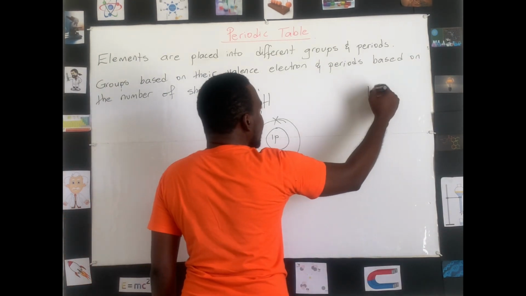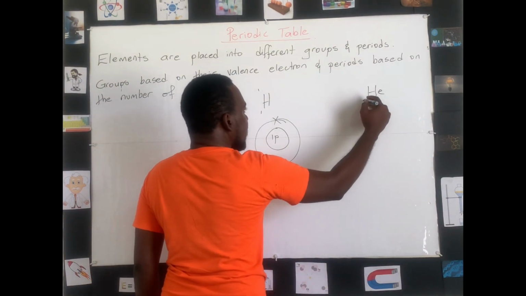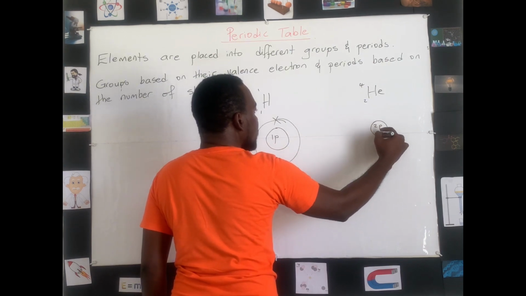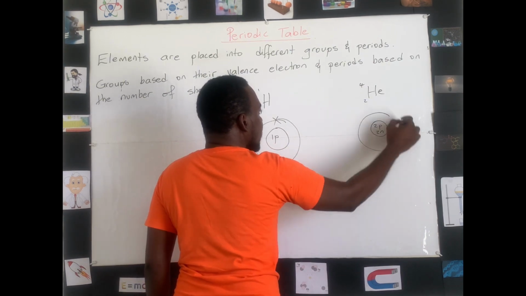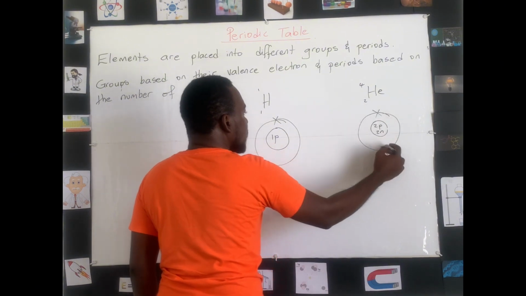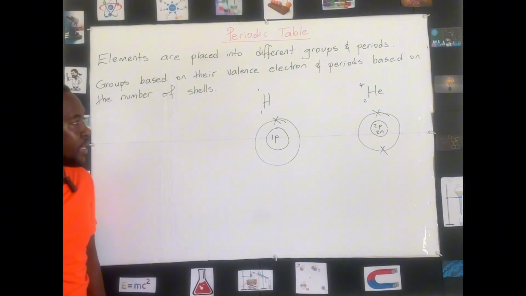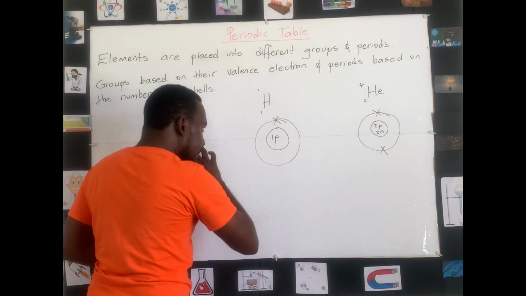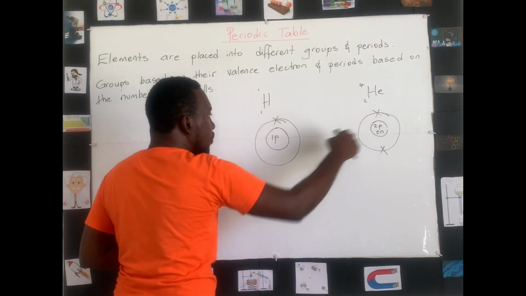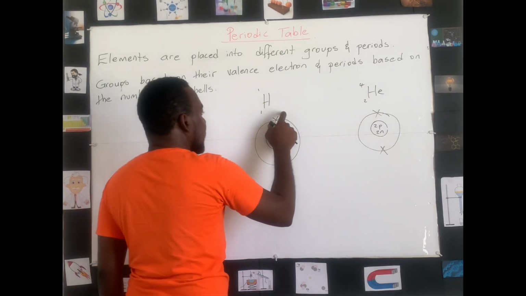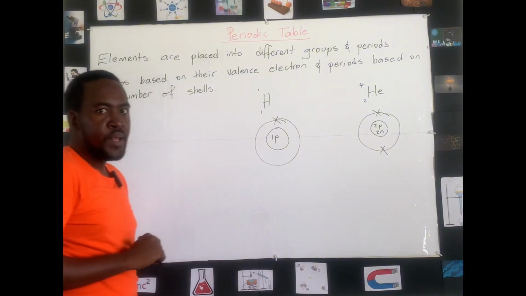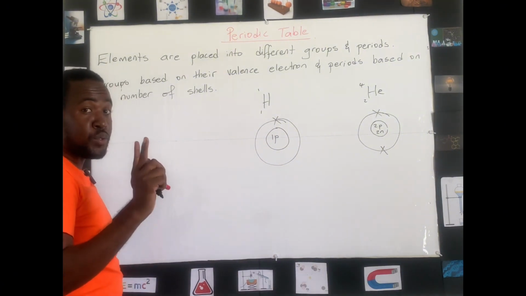But if we look at helium that's over here, helium is 2, 4. That means in its nucleus it has 2 protons, 2 neutrons, and then on its one shell, the first shell can hold 2 electrons. It will have its 2 electrons there. So we notice that they're in 2 different groups. Why? Because this has 1 electron on its outer shell. This has 2 electrons on its outer shell. So that's why they're in 2 different groups.